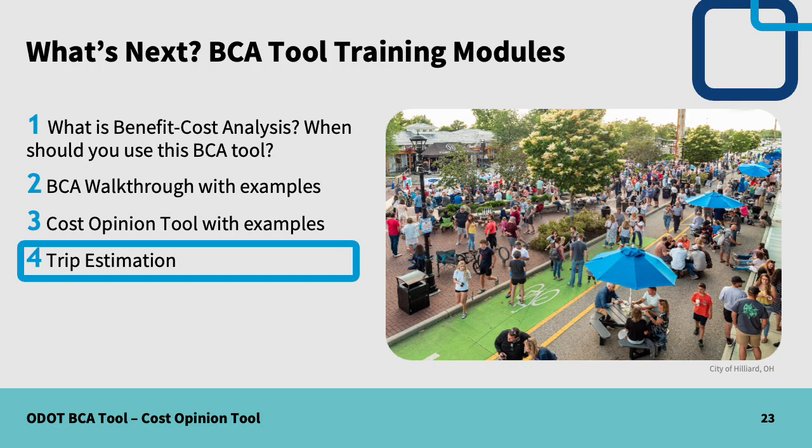This wraps up Module 3, our overview of the Cost Opinion Spreadsheet Addendum to the Benefit Cost Analysis tool. In Module 4, we'll provide an overview of estimating future trips for your project.